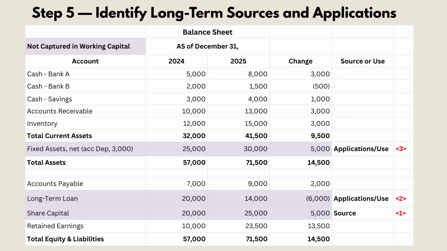Then we take a look at long-term loan. Long-term loans went down by $6,000, a decrease. The company repaid a loan. This is an application of funds.